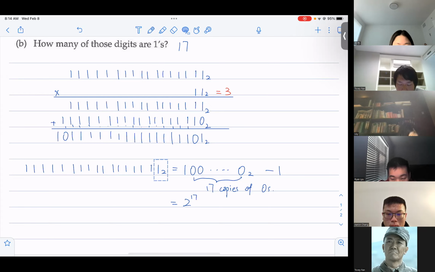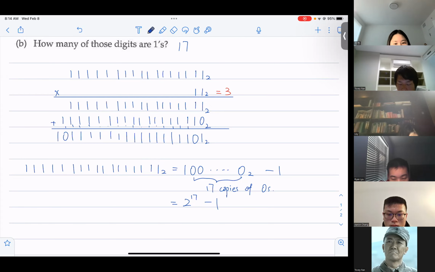Always remember the first digit is 2 to the 0th. The second digit is 2 to the first power. And then 2 to the second for the third digit, 2 cubed for the fourth digit, etc., right? So for 18 digits, you only have 2 to the 17th. The power is only 17, then minus 1.